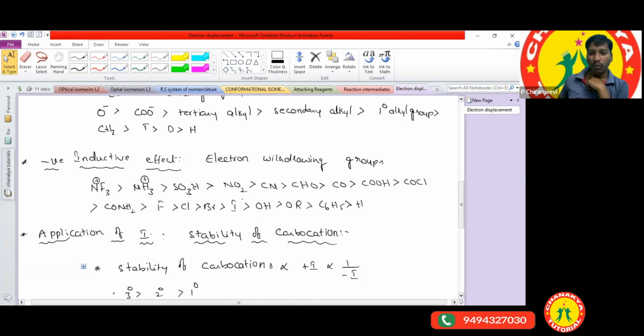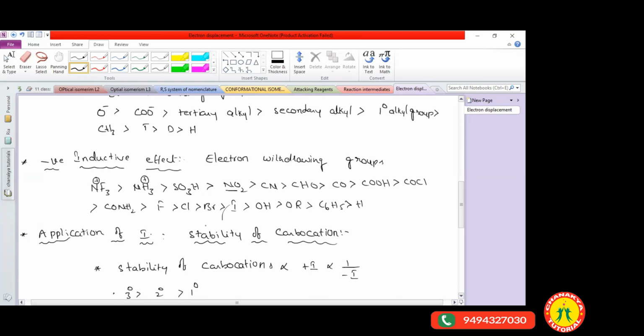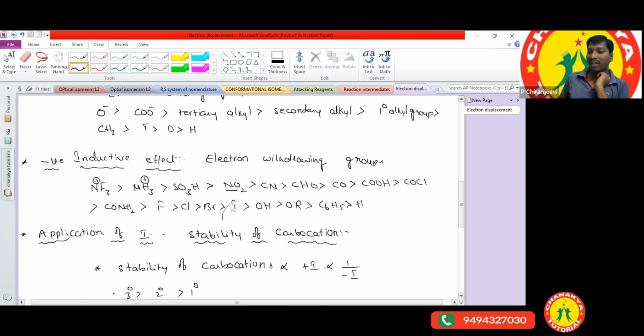Minus I group. What is the statement I wrote here? Stability of the carbocations is directly proportional to the plus I group and inversely proportional to the minus I group. So that means minus I groups decrease the stability or increase the stability? Decreases. Very good, ma'am. Because of inversely proportional, it decreases the stability. If the number of minus I groups increases, the stability is going to decrease.